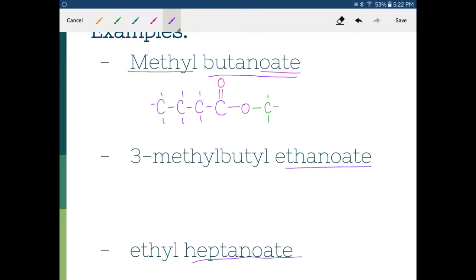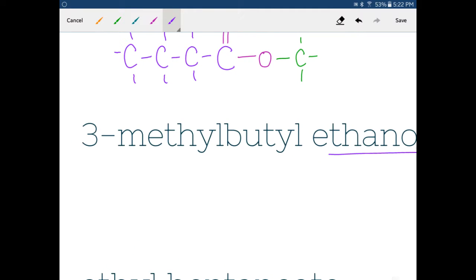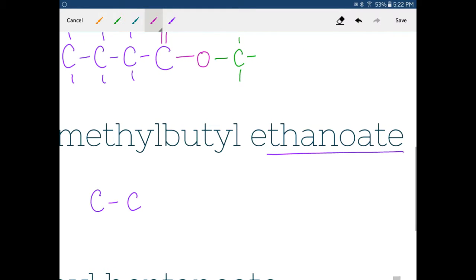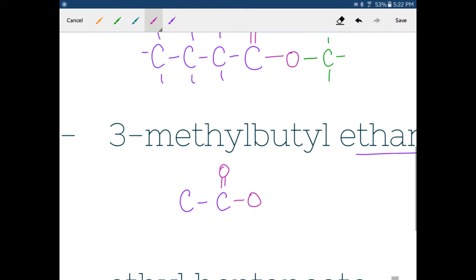Okay, well let's get a little bit more complex. I have ethanoate, eth meaning 2, so I have 1, 2. Again, I'm going to identify my O8 with my pink. So I have my O8, and I'm going to know that this is full of hydrogens as well. But then it says 3-methyl-butyl ethanoate. So what does that mean? What that means is I have a 3-methyl branch coming off of this butyl branch.